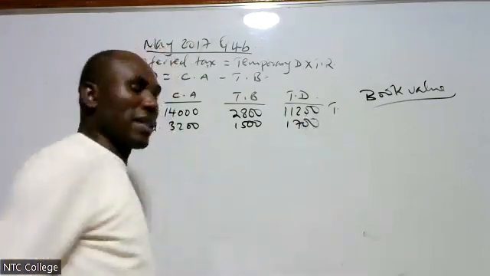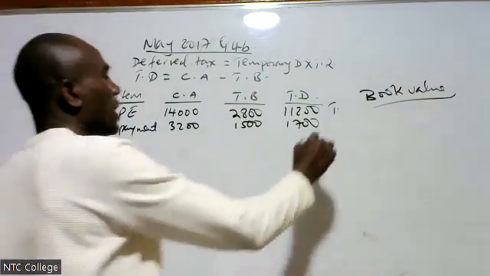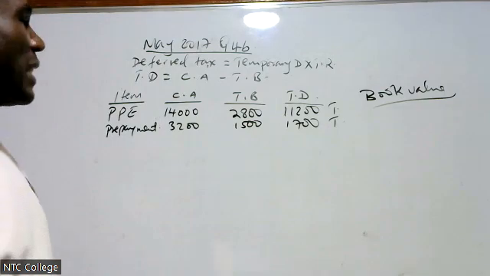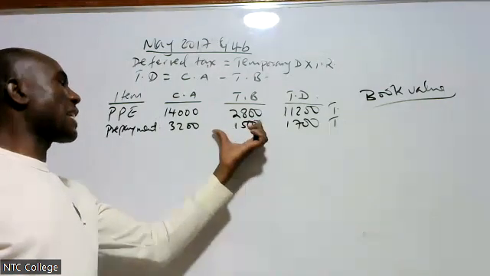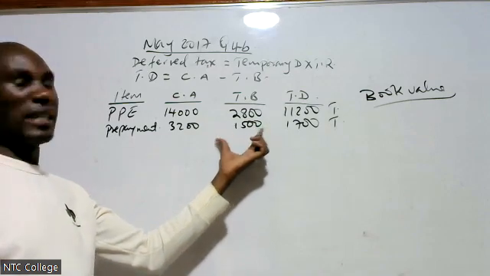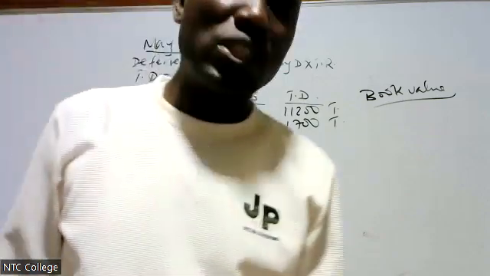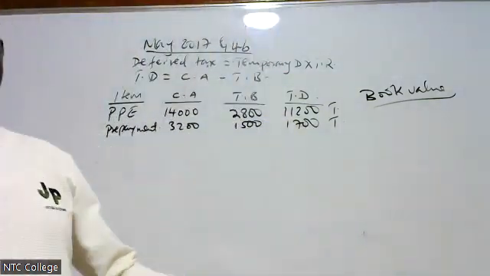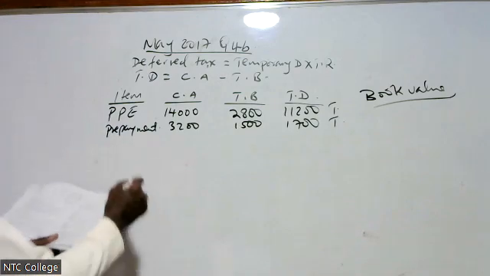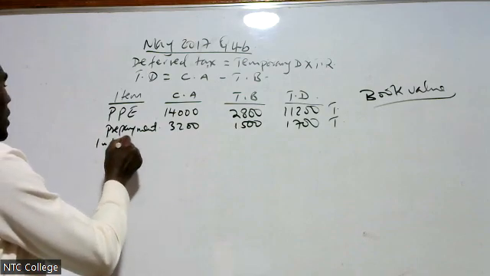Then I ask myself, is it taxable or deductible? Of course, this one is taxable temporal difference. Why is it taxable? Because the taxman is saying the value of the asset needs to be 1,500, but you are presenting 3,200. Therefore, you have more future economic benefits. Of course, I go to item number 3, which is interest-bearing loan.